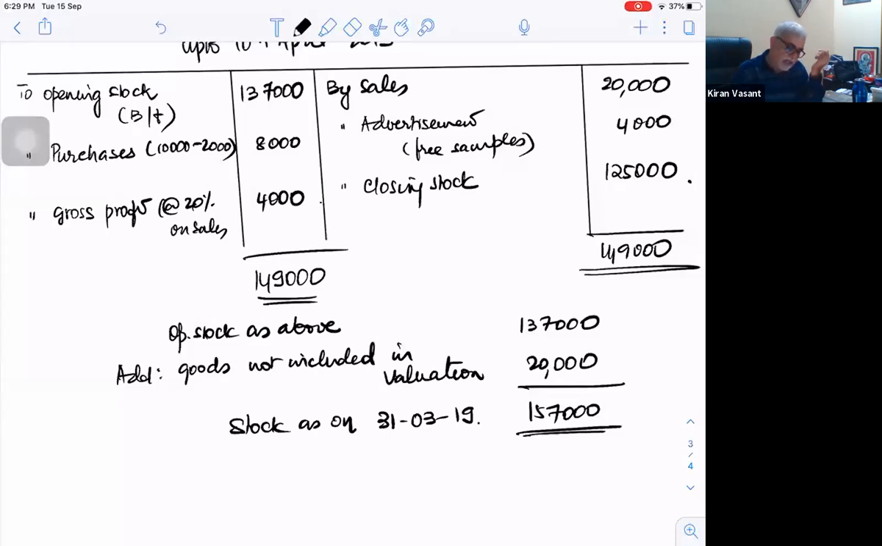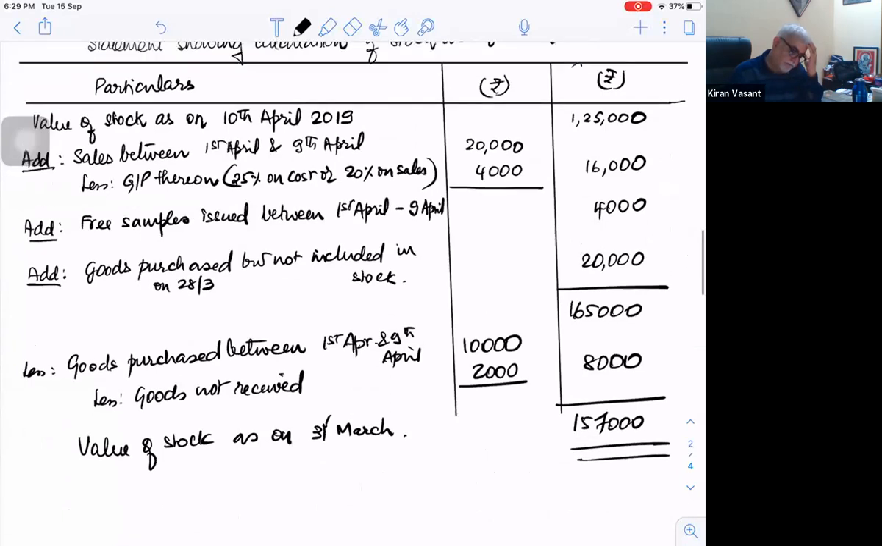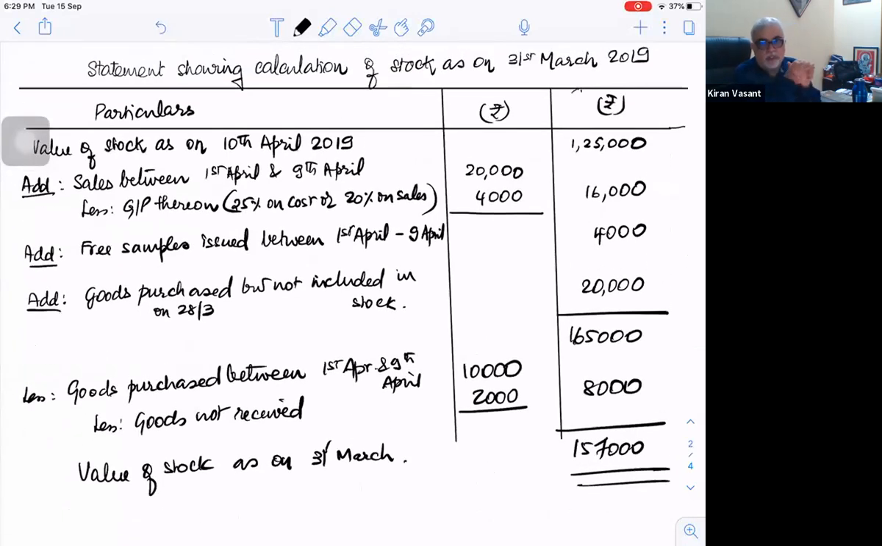What do you mean by sales part? This part, I have sold the goods. The selling price is 20,000. My valuation is on cost basis always. So I remove the gross profit and see how much cost of goods were sold.